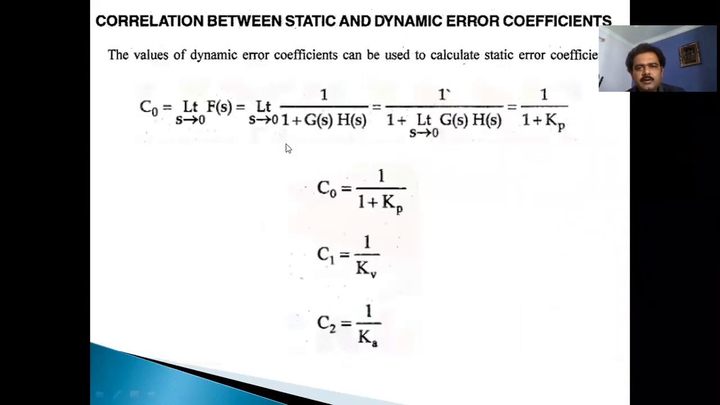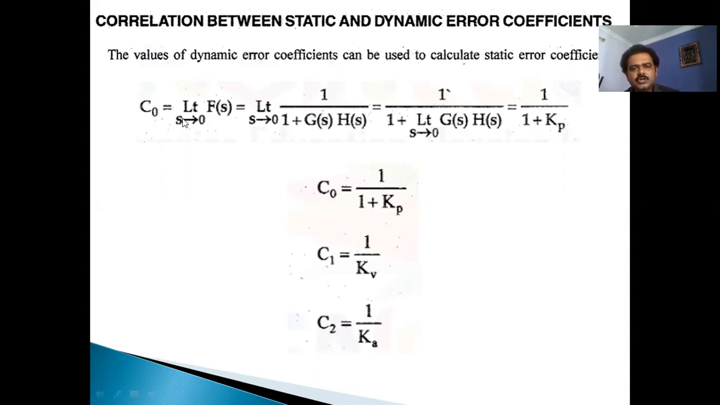So now we can relate the static error coefficients with the dynamic error coefficients. That is, dynamic error coefficients are C0, C1, C2, whereas static error coefficients are Kp, Kv, and Ka. So this is the proof. I have done it for only one, and we can relate all the other error coefficients with the generalized error coefficients.